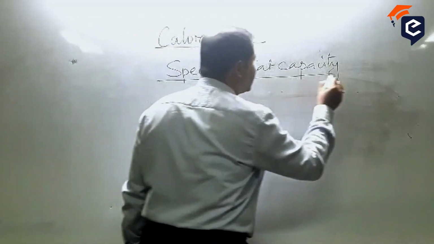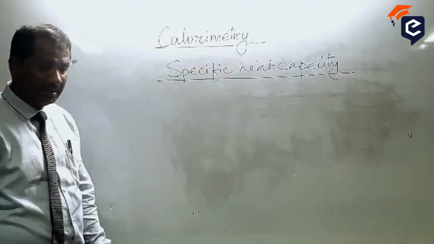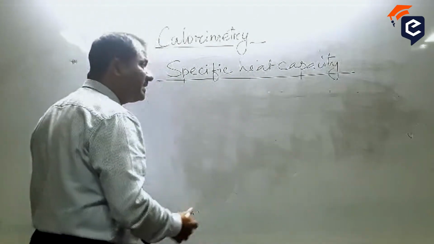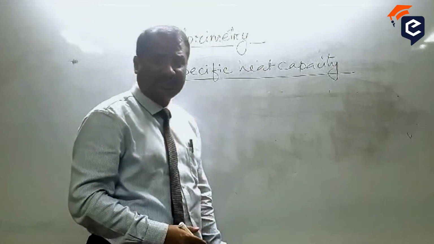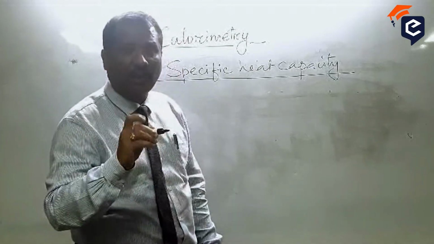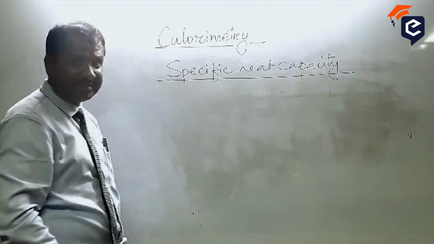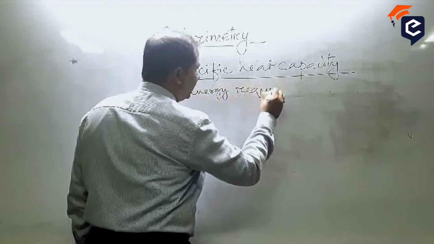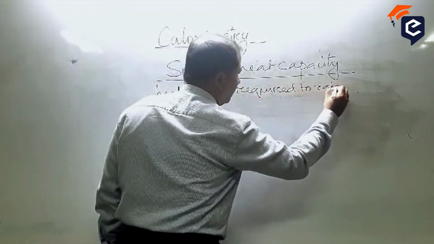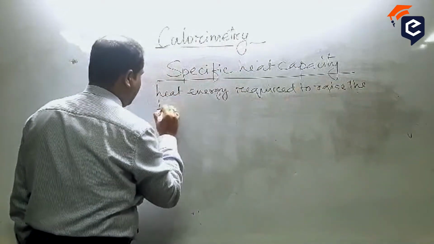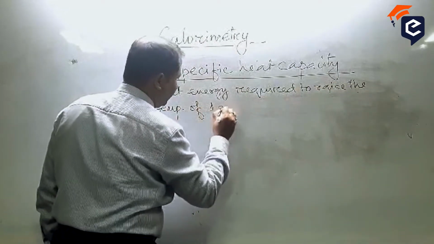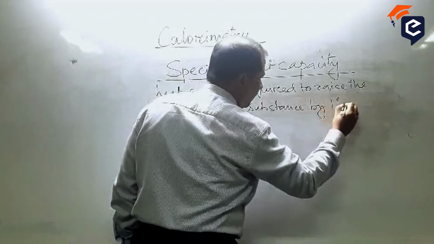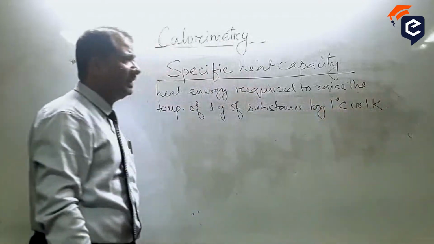Now let's understand this term, specific heat capacity. The definition says it is the amount of heat energy required to raise the temperature of 1 gram of a substance by 1 degree Celsius or 1 Kelvin. What does this definition say? It is the heat energy required to raise the temperature of 1 gram of substance by 1 degree Celsius or 1 Kelvin.